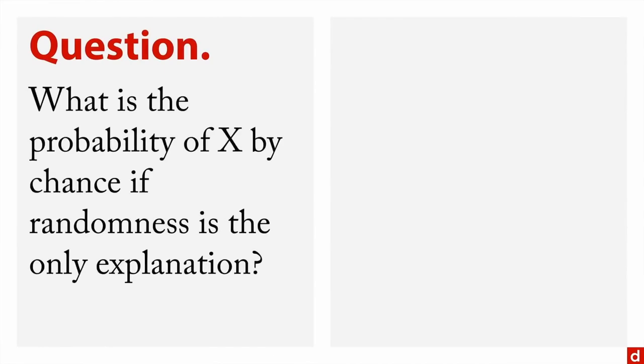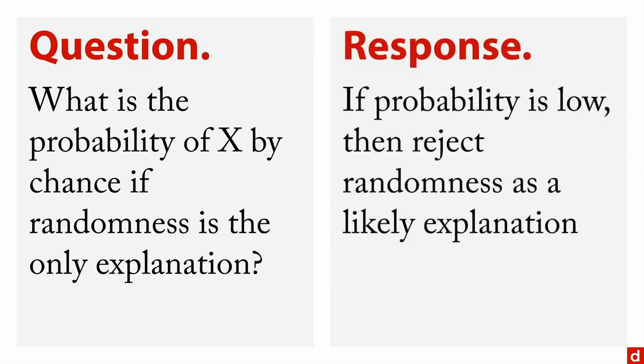You start with a question, and it's something like, what is the probability of X occurring by chance if randomness or meaningless sampling variation is the only explanation? Well, the response is this. If the probability of that data arising by chance when nothing's happening is low, then you reject randomness as a likely explanation.